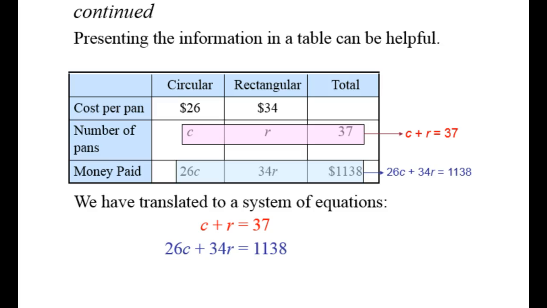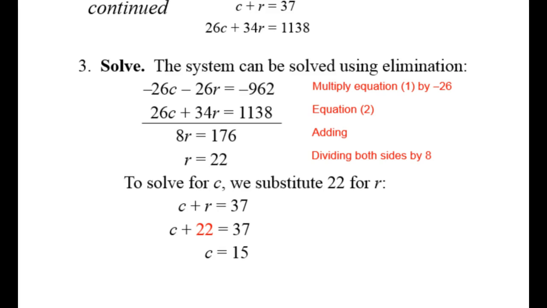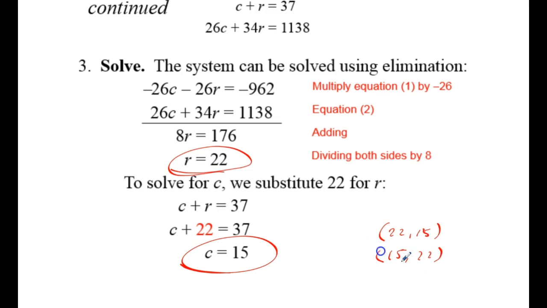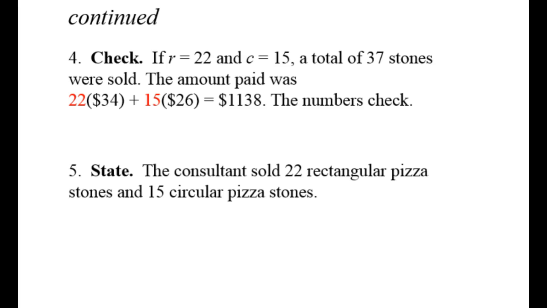Sometimes it's helpful to make a chart. If you're a big chart fan, you can, but eventually you get down to these systems of equations, and here you go. You can pause the video and see how they have worked this out. The final answer is 22 and 15. But let's not write that as 22 comma 15 like an ordered pair, because I don't know if it's 15 comma 22 or 22 comma 15. So let's just leave them in terms of R and C, so I'll know which one is circular and which one is rectangular. Stating the final answer: 22 rectangular stones and 15 circular stones.